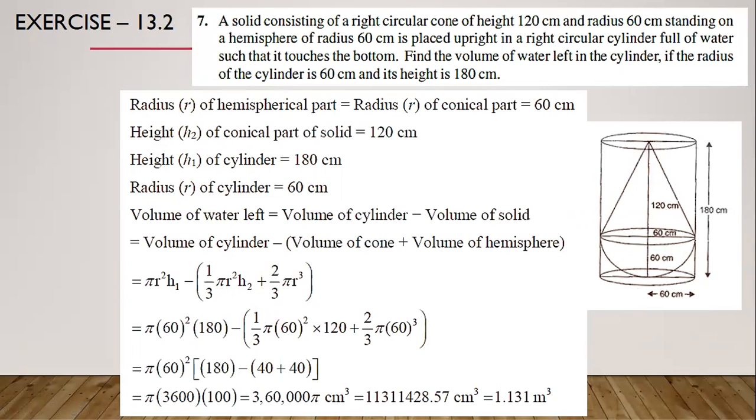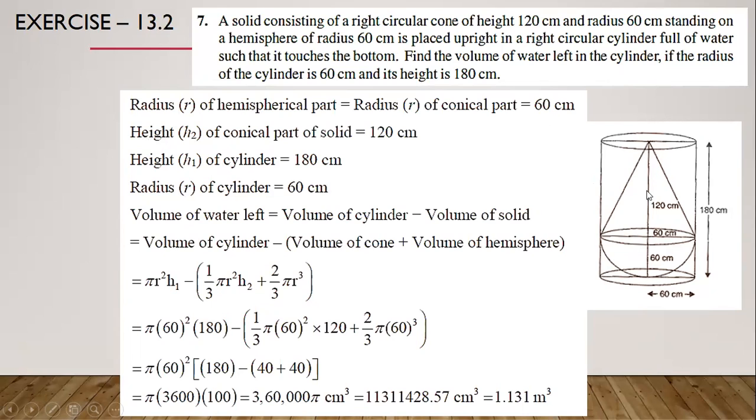Now what do we have to find out? Find the volume of water left in the cylinder. So after displacement, what is left is what is asked. Okay, so for that, first we will write radius of the hemisphere and radius of the conical part is 60. Height of the cone is 120. Height of the cylinder is 180. And radius of the cylinder is again 60.